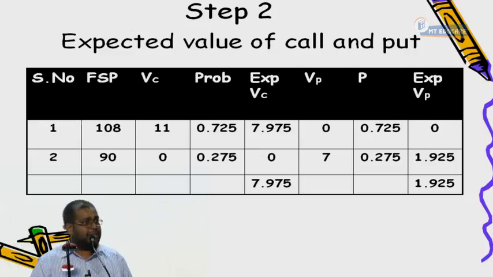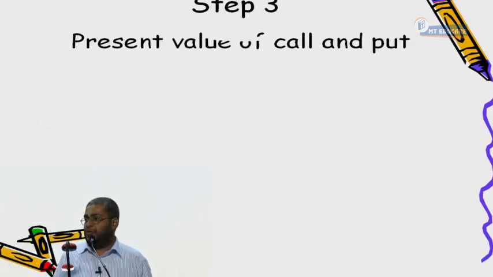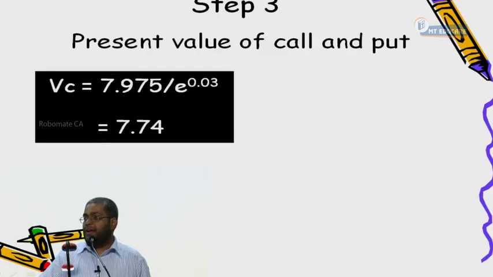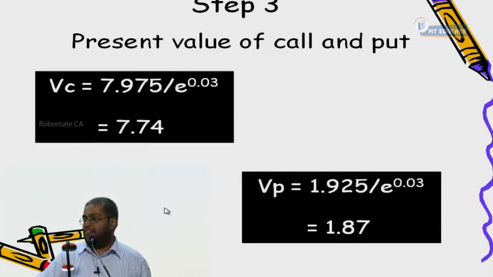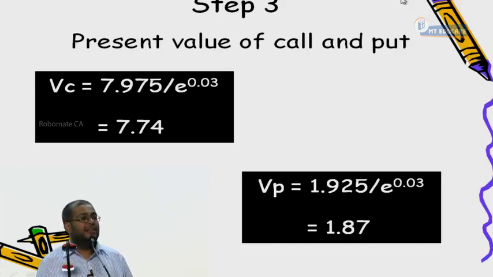So step 3 is the present value of call and put. What is the present value of the call here? It is 7.975 divided by e power 0.03, while the put is 1.925 divided by e power 0.03. That is the present value of the call and put option. Now, this is what one should calculate in a risk neutral model. The probability is a dark area. What it is, we'll discuss in the next stage.